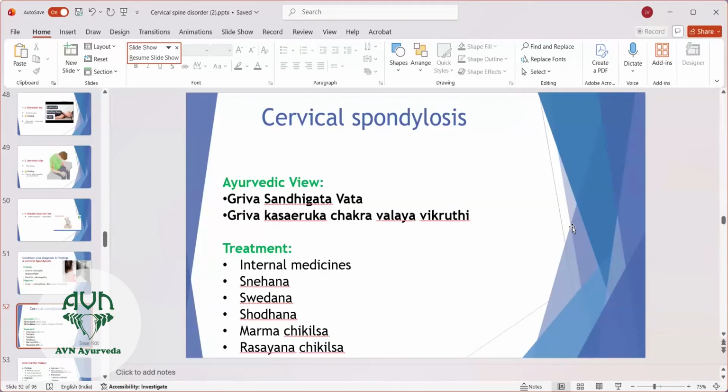Later on, we'll start a rasayana in order to nourish the saptadhatu so that we can prevent further damage and further degeneration at the level of the cervical spine.